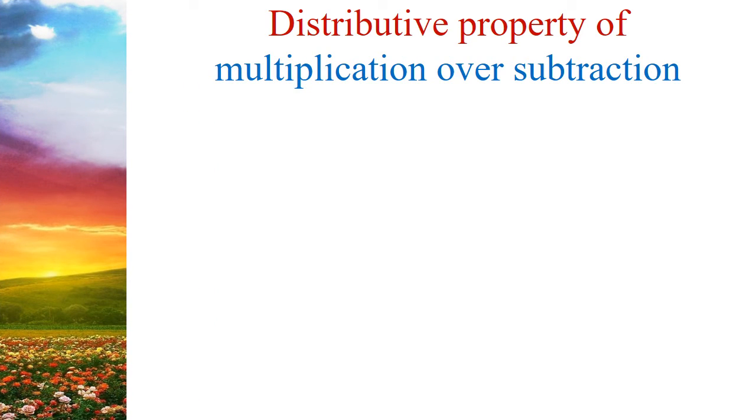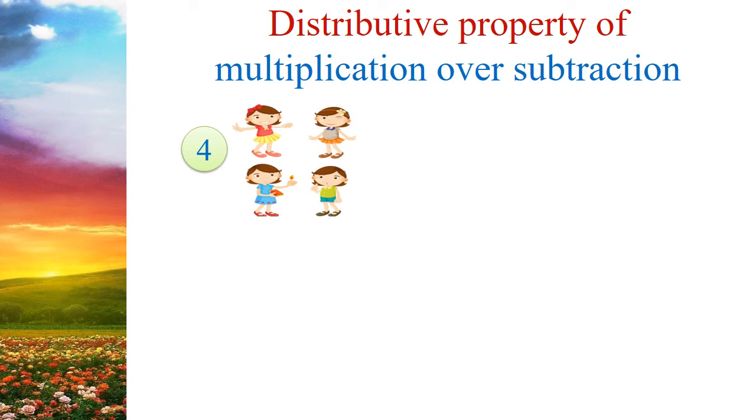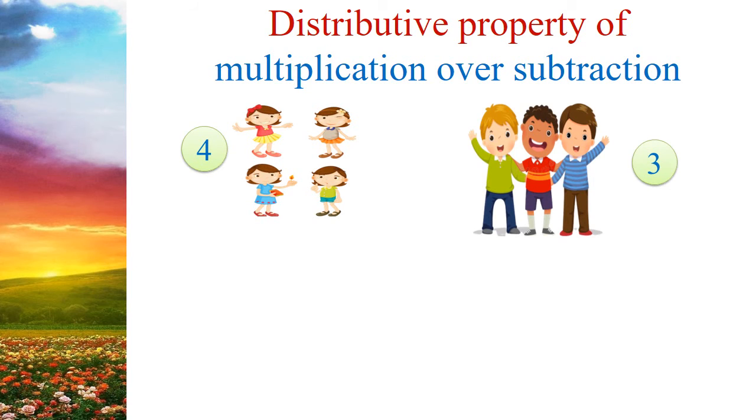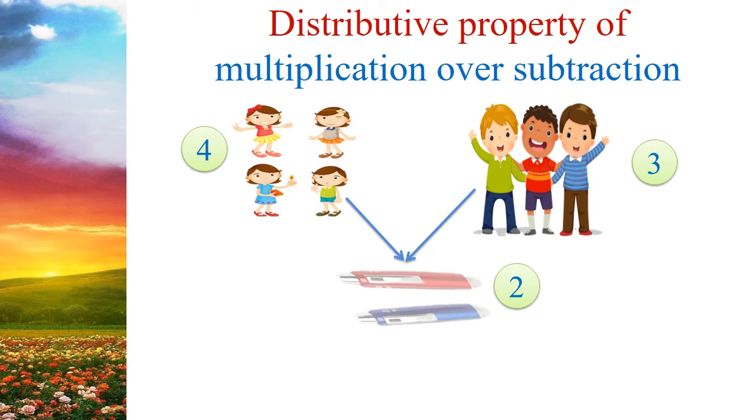Next, distributive property of multiplication over subtraction. Let us understand with one example. Here, 4 girls and 3 boys are there. Each has 2 pens. Now, we want to find the difference between the total number of pens of girls and boys.